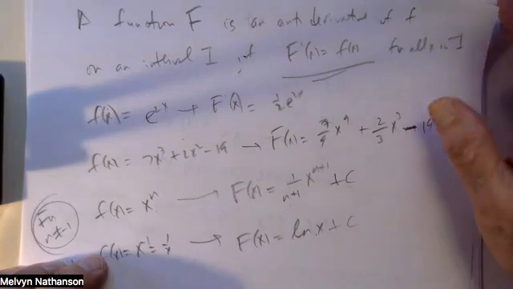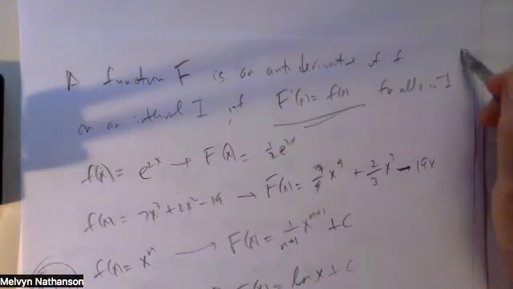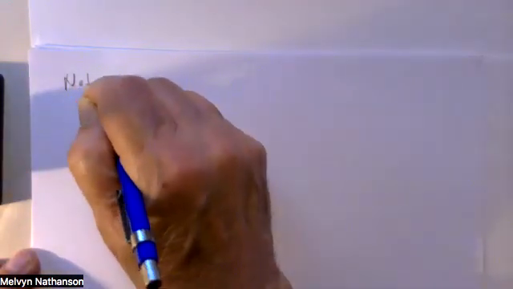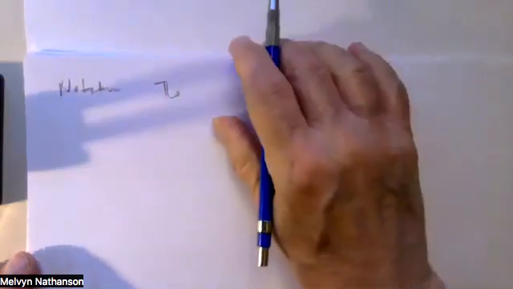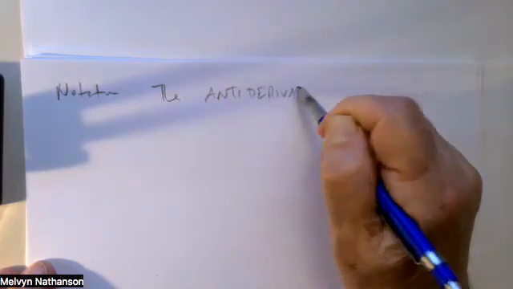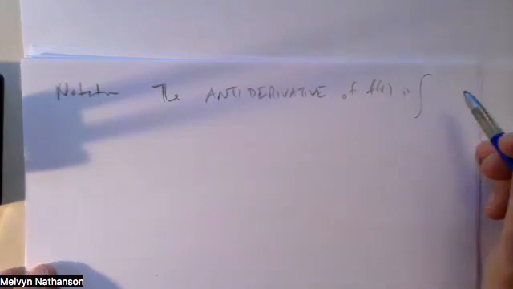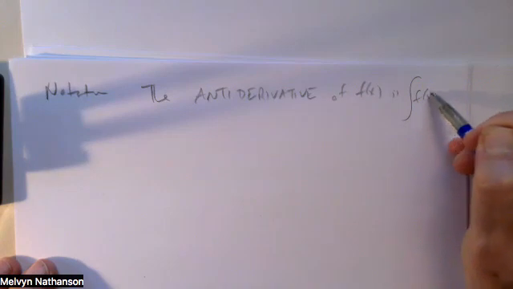And now we come to one of the basic notational parts of calculus. How do we denote the antiderivative? We use what is called an integral sign. So this is notation. The antiderivative of f of x is written as this symbol. It's called an integral sign, f of x dx.